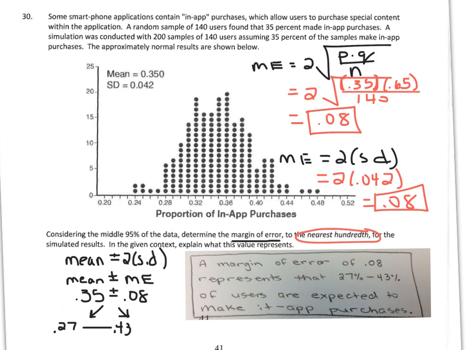Okay, so there we go. I just wrote it out. A margin of error of 0.08 represents that 27% through 43% of users are expected to make in-app purchases, because the margin of error really tells us how far below and how far above the mean we can go in order for it to be considered like a normal, typical, usual occurrence.